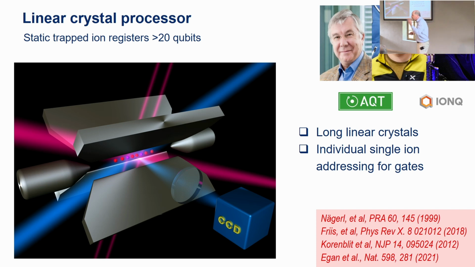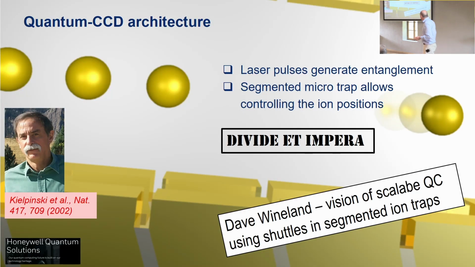So then you have to think about a new architecture, and that is what Dave Wineland came up with. He said, let's shuttle these ions always into the position where you do the gate operation, but don't do this with all the ions, do it only with those ions which you want to address, and the other ones can be safely stored at another place. So you need a more complicated trap structure to do this. You need to learn how to shuttle these things, but then in principle it's scalable.